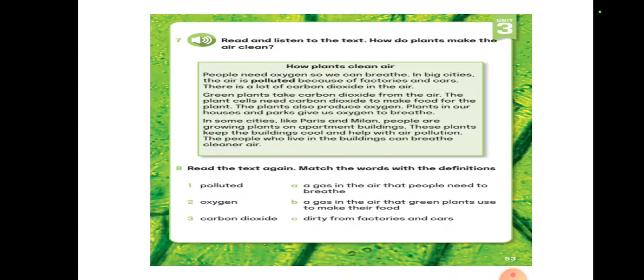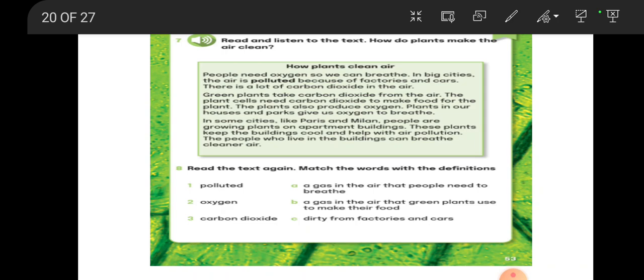And now we have here some questions. Read the text again. Match the words with the definitions. Polluted. What does this word mean? Polluted. Can you guess? Of course, polluted means dirty from factories and cars.